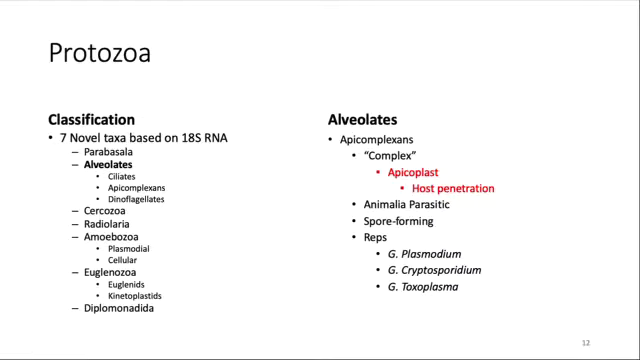Then we also have the apicomplexans. The apicomplexans have what we call an apicoplast, which helps them to attach to their hosts and to penetrate their hosts. And so they are parasitic in nature. They may form spores as part of their life cycle. Important examples are those that belong to the genus Plasmodium, Cryptosporidium, and Toxoplasma.